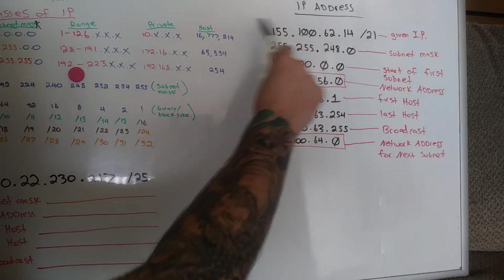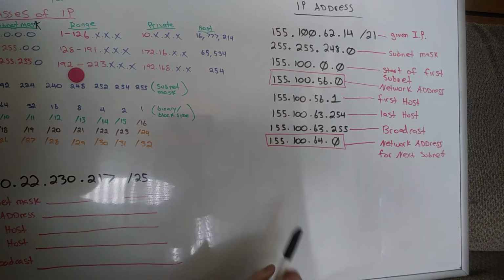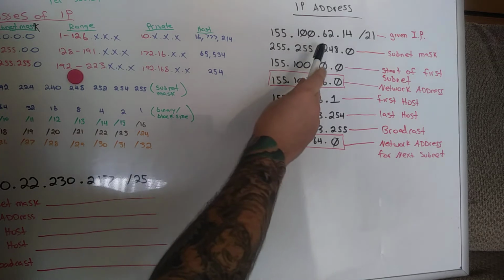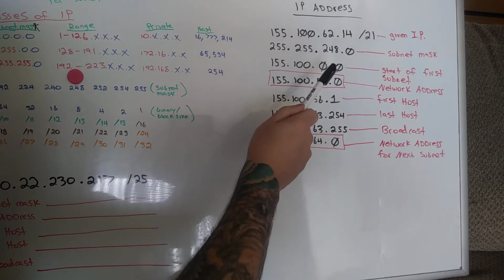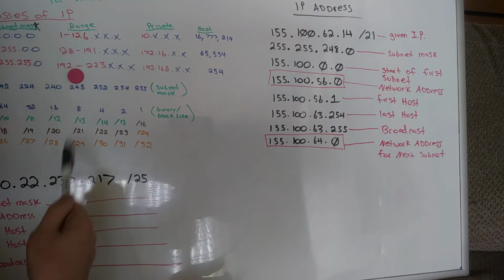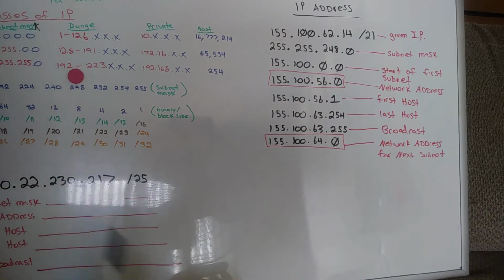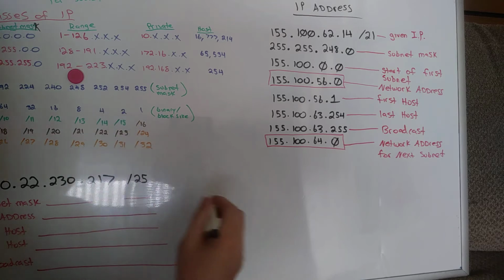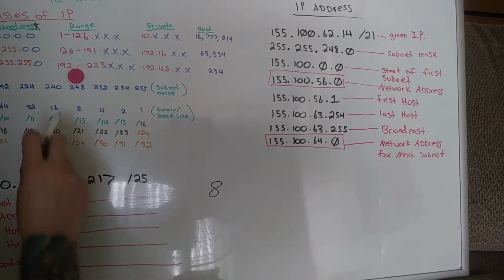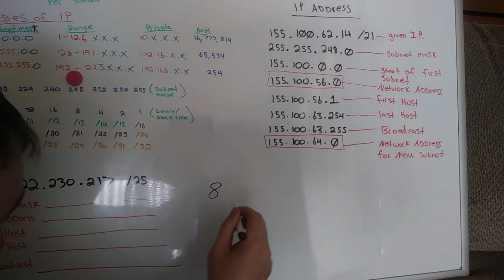So let's only go from top to bottom. Don't worry about what else is there. This is actually one of the questions on the test, 155.100.62.14/21, CIDR 21. And he wants to know all the information based off of that. So since we have a CIDR 21, if we go over here to our little chart, we know a CIDR 21 has a block size of 8. And our subnet mask is going to end with a 248.